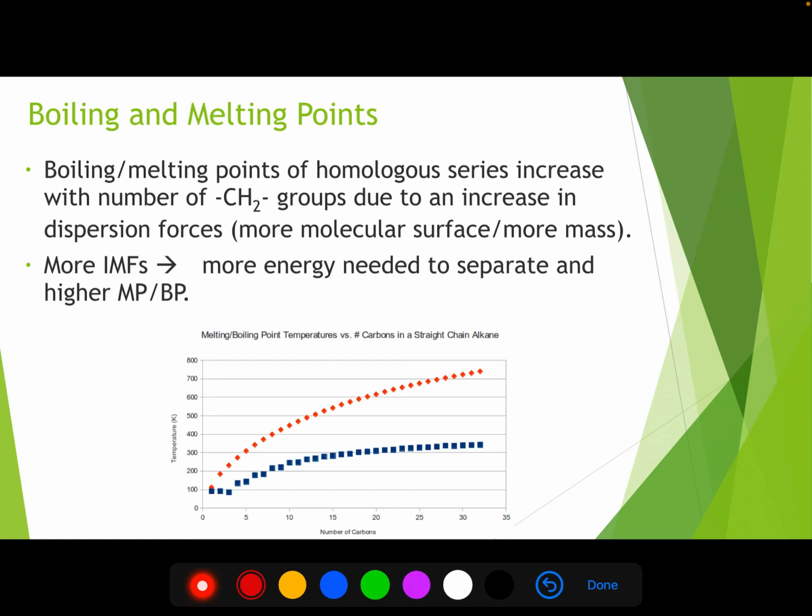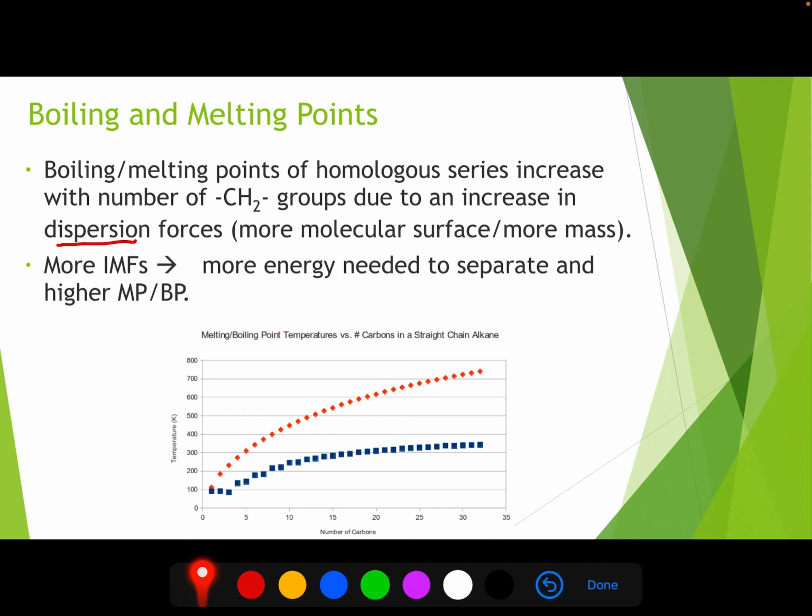Boiling and melting points of a homologous series increase with the number of carbon groups due to more dispersion forces. Basically, the heavier the molecule, the more surface area, the more mass, the higher the dispersion forces, right? And if we increase the dispersion forces, we're going to make more IMFs or IMAs, intermolecular forces, intermolecular attractions, so more energy is needed to separate. So it'll have a higher melting point and boiling point.